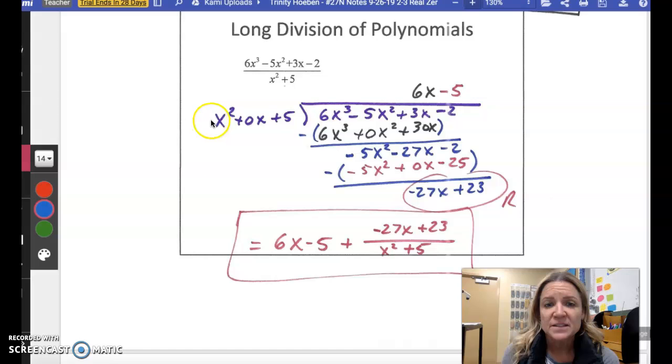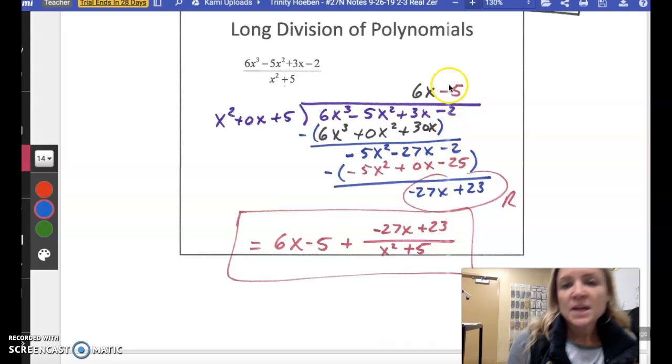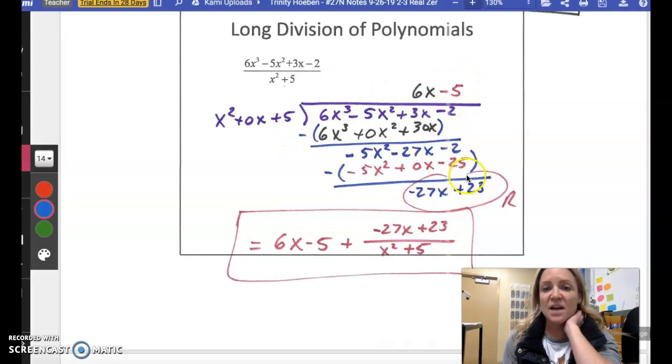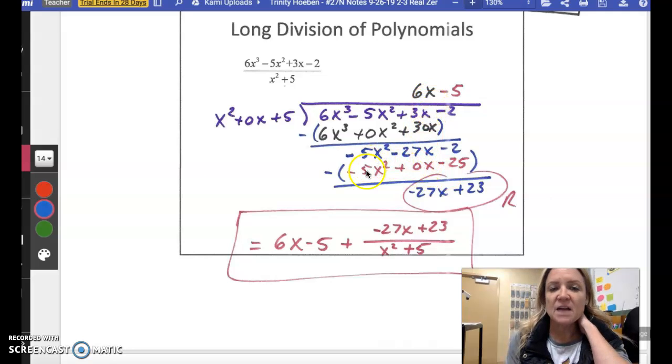And now we're going to divide. X squared goes into negative 5x squared negative 5 times. And now we're going to multiply. Negative 5 times x squared is negative 5x squared. And negative 5 times 0x is 0x. Negative 5 times positive 5 is negative 25. Watch your signs, obviously. Okay, now let's subtract.